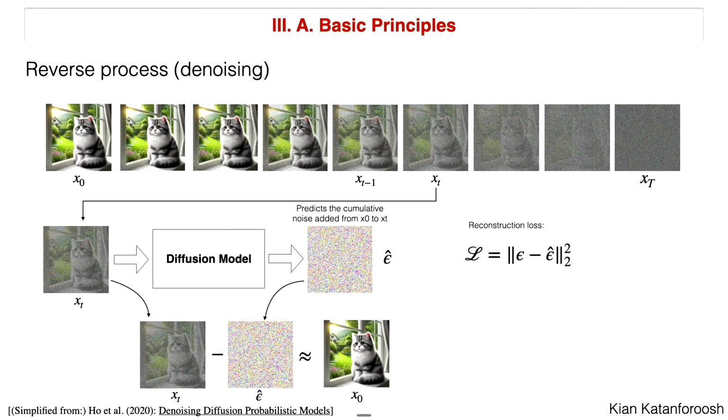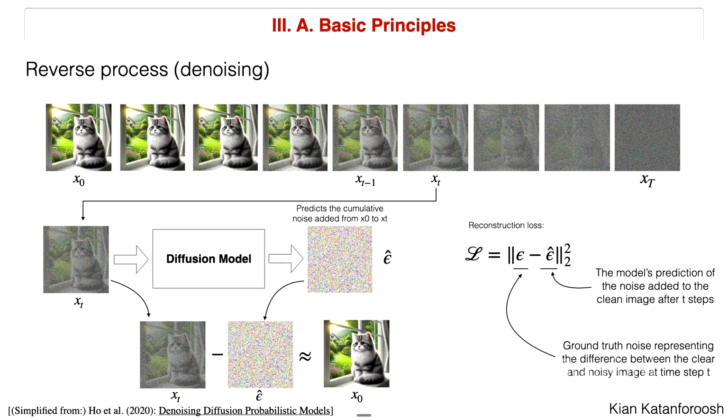Our loss function is our L2 loss. Oftentimes you'll hear reconstruction loss, which is comparing the true noise added, epsilon, to epsilon hat, which is the predicted cumulative noise. But why can we do that? Because we already did our forward diffusion and we kept in memory how much noise we added. So we have a ground truth. It's self-supervised. We made up a label out of our data process. The ground truth noise represents the difference between the clear and noisy image at time step t. And then epsilon hat is the model's prediction of the noise added to the clean image after t steps.